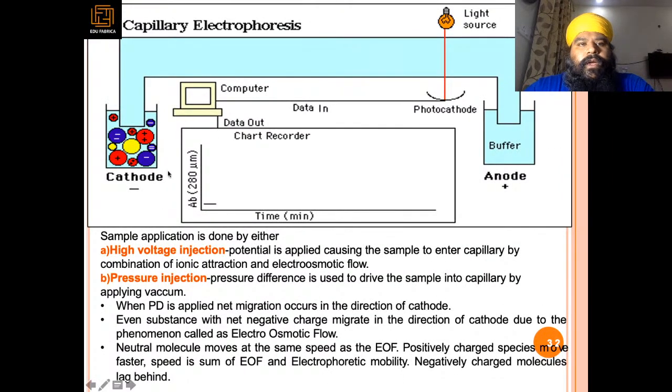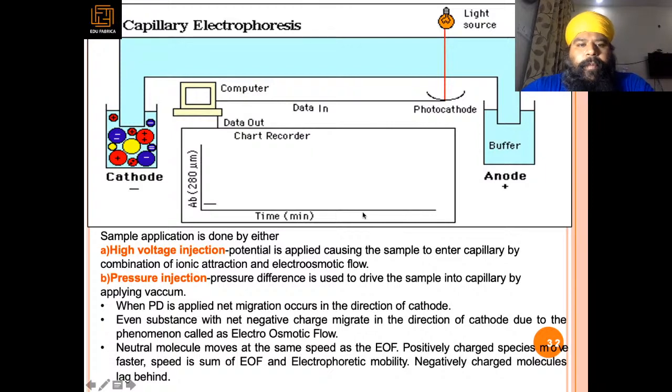So that's what the setup looks like for capillary electrophoresis. You have a cathode here and an anode. Again, as in all electrophoresis, you have this basic principle, and then you have a mixture of positive, negative and neutral protein particles, and there is also a light source, whose light is detected by the photocathode, which further gives data to the computer, and we can have a chart recorder giving absorbance at 280 nanometers over time.